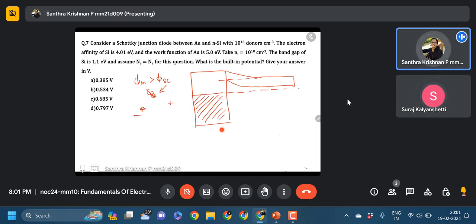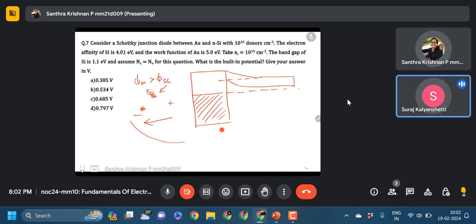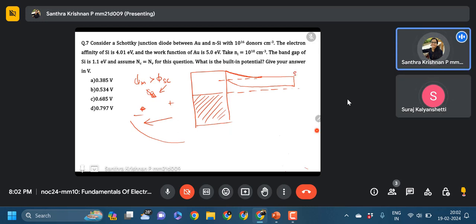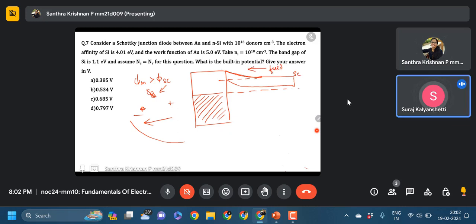So the semiconductor bands will bend like this. Yes, bands will move up in the direction of the field. Your field is like this. Up in the direction of the field.